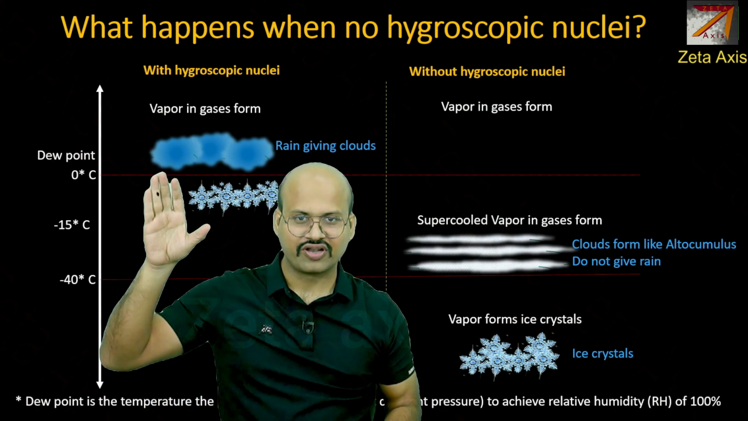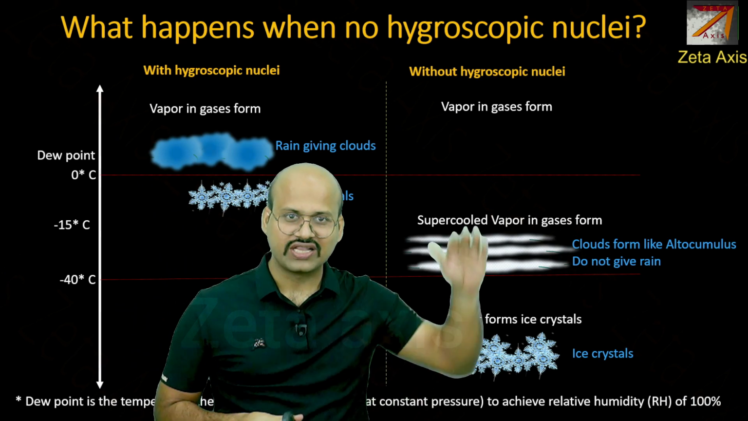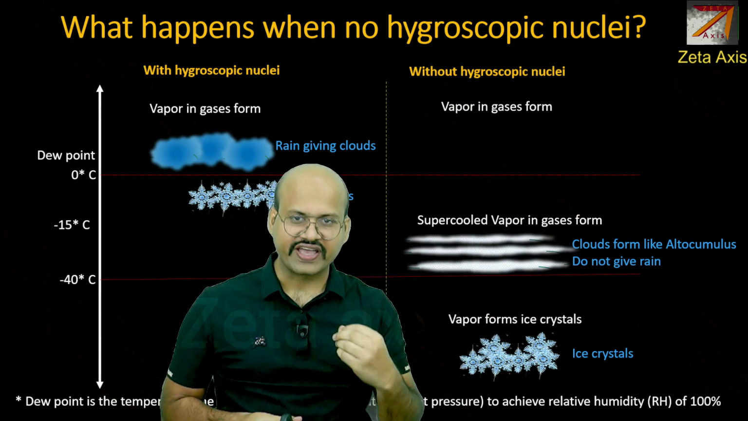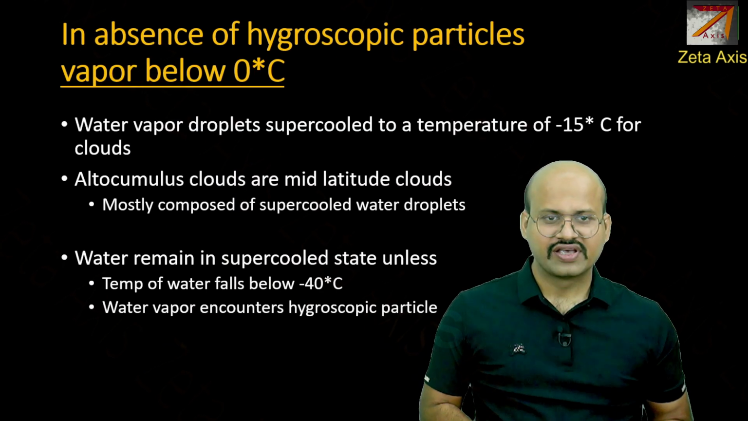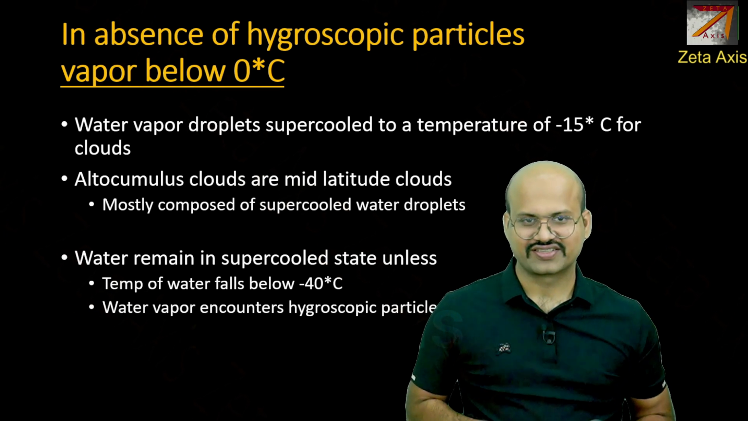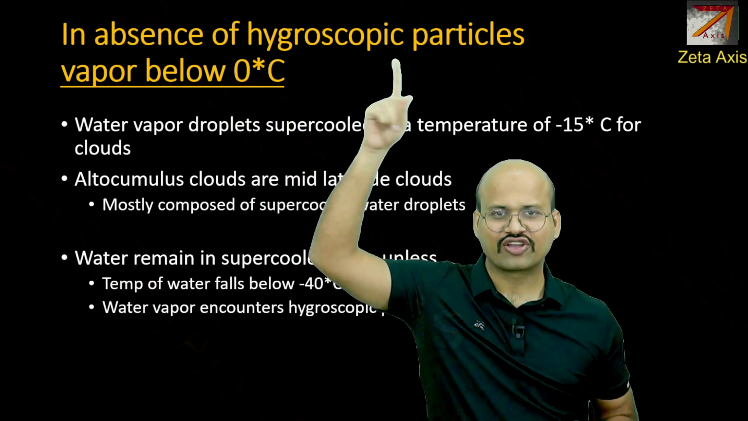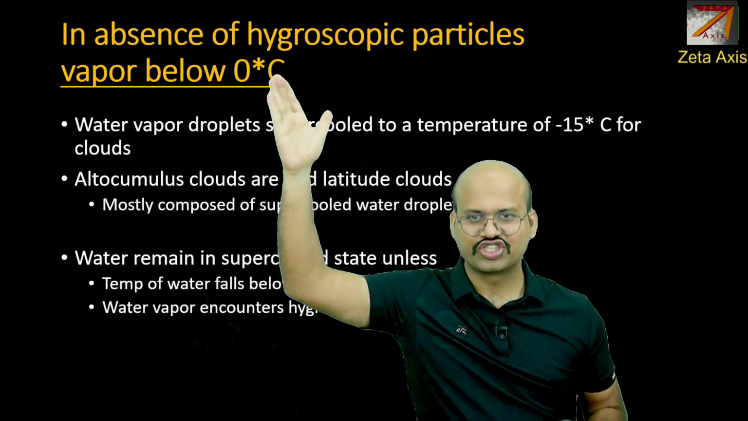This type of rainfall is the most common rainfall, while these kinds of rainfalls are very rare. Here we can summarize what we just discussed. That is, in absence of hygroscopic particles, the vapor is below 0 degrees Celsius.